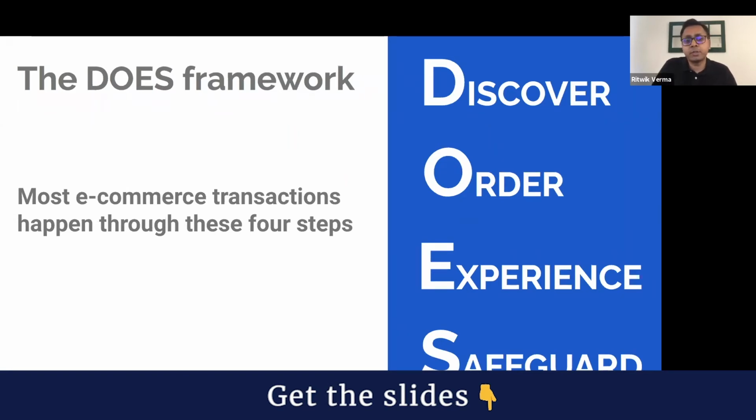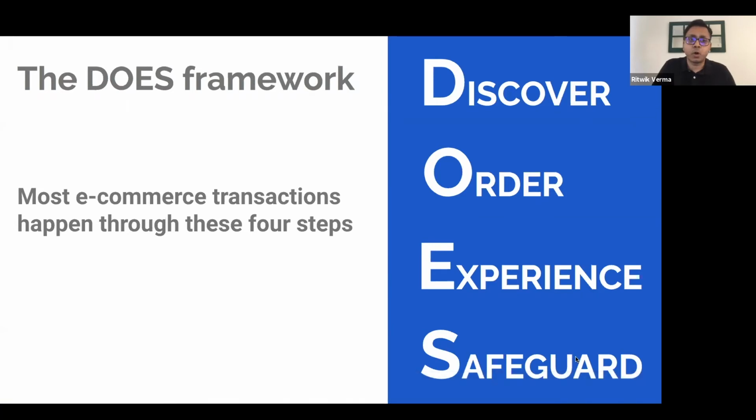And the fourth and the final phase is safeguard phase. Safeguard phase is in case something doesn't go right, or something is not as expected, then companies have some policies that safeguard your transaction, that gives buyers the protection of getting their money back. So with the DOES framework, we would look at a typical e-commerce timeline, and we would understand the differences between a marketplace and a company.